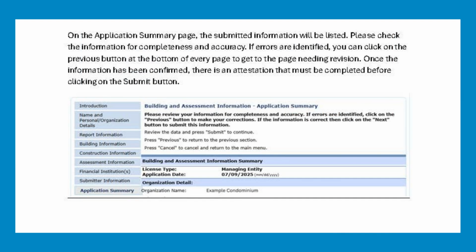On the application summary page, the submitted information will be listed. Please check the information for completeness and accuracy. If errors are identified, you can click on the previous button at the bottom of every page to get to the page needing revision. Once the information has been confirmed, there is an attestation that must be completed before clicking on the Submit button.